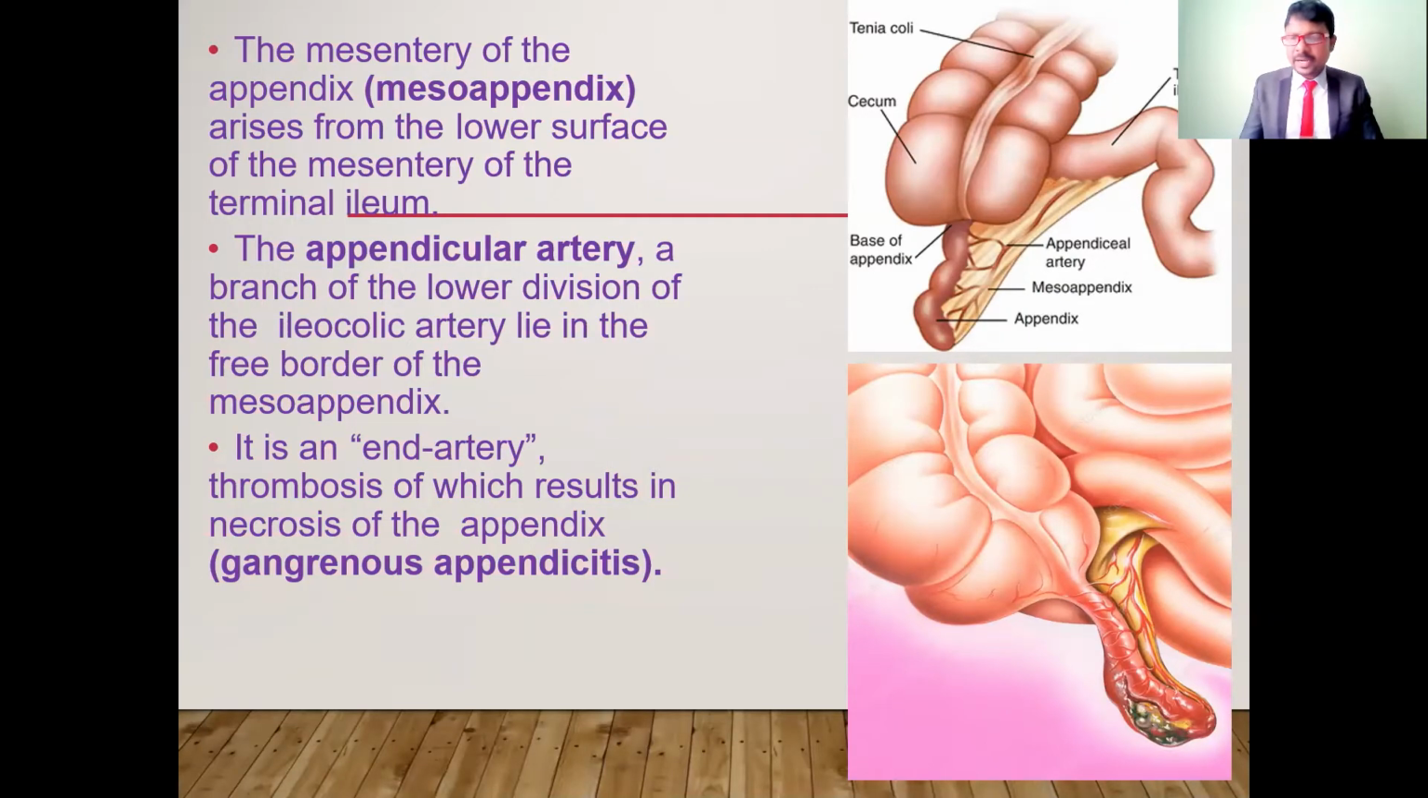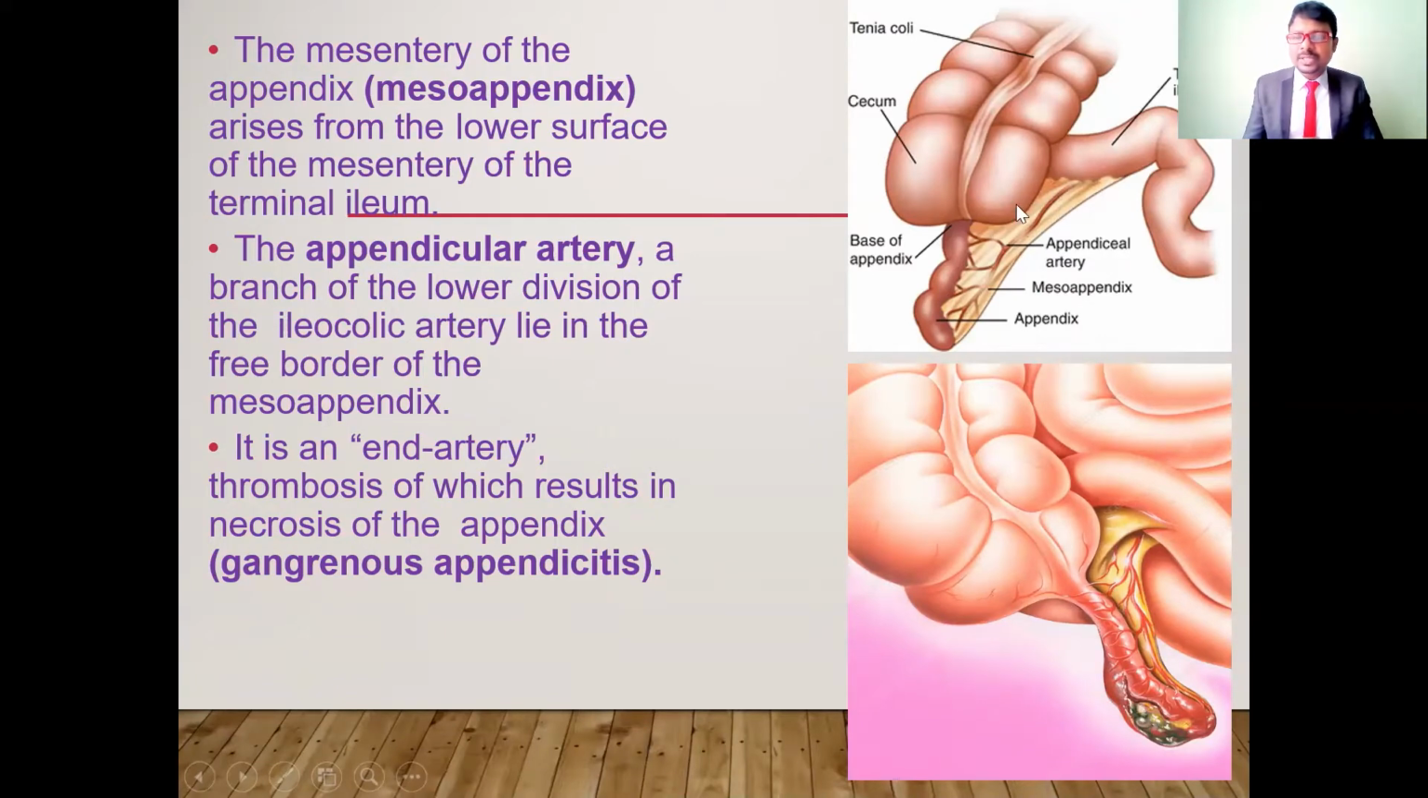Coming to another anatomical structure, the mesoappendix. This mesentery arises from the lower surface of the mesentery of the terminal ileum, which is the lower part of the small intestine. So this mesentery originating from the terminal ileum attaches to the appendix.